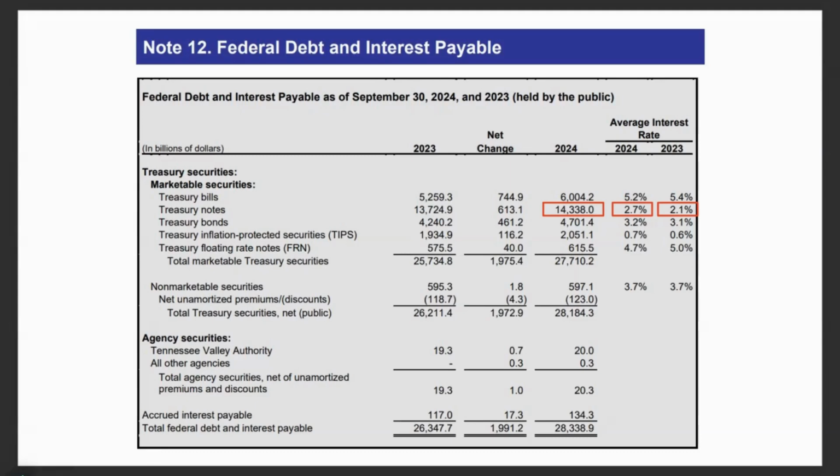14.338 trillion. And you can see the average interest rate on this debt was 2.7% per year. Well, that was up from the prior year of 2.1%. Now, 2.7 versus 2.1 doesn't sound like a big change, only 0.6, but that's a 29% increase in the interest rate for the largest subsegment of our debt. Now, in Treasury bills, you can see the interest rate went down from 5.4 to 5.2%. And for Treasury bonds, it went up from 3.1 to 3.2.